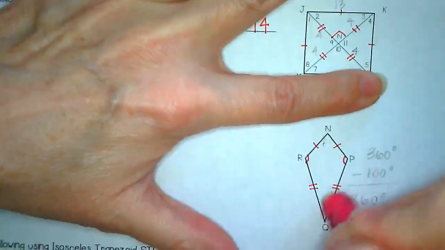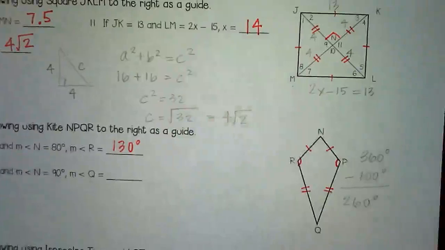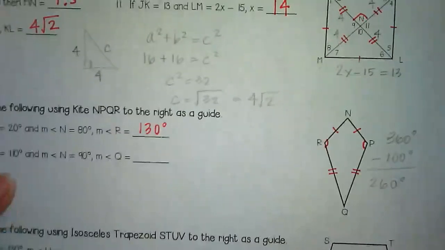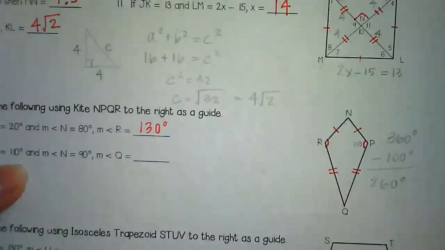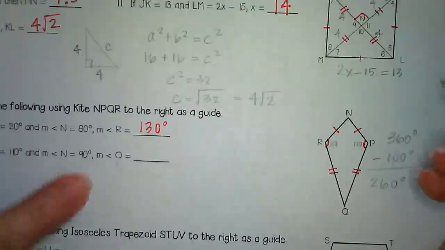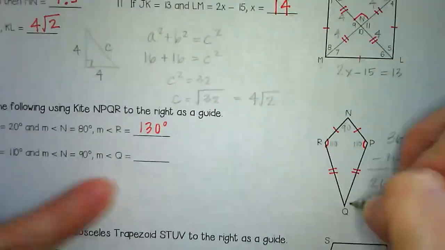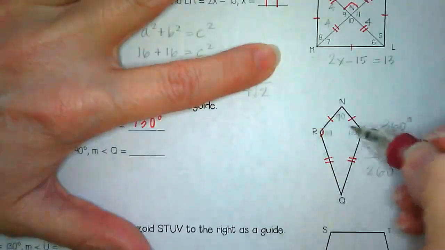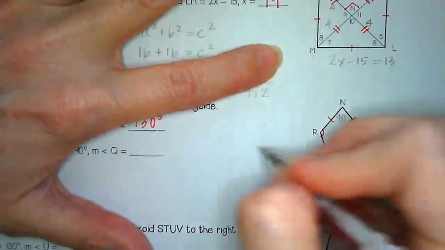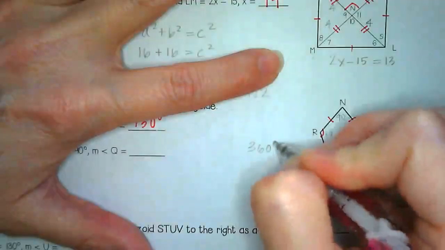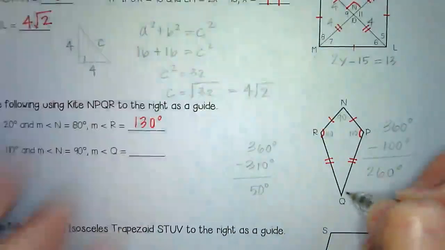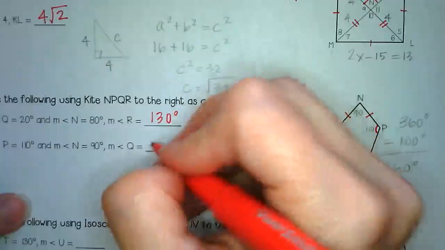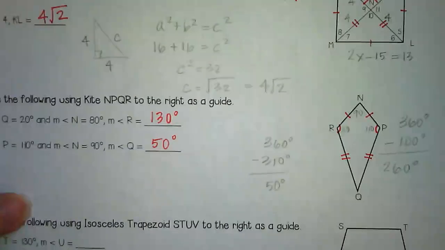So let me erase this stuff. Maybe I'll leave that there so you can review the math if you need to. Okay, so this one is 110, which means this one is 110. This one is 90, so we have to figure out this one. Oh, okay, that's very similar. If I add these together, that's 200, so that's 310. So 360 degrees, and I know 310 of it, which leaves 50 degrees for this angle down here. So 50 degrees.